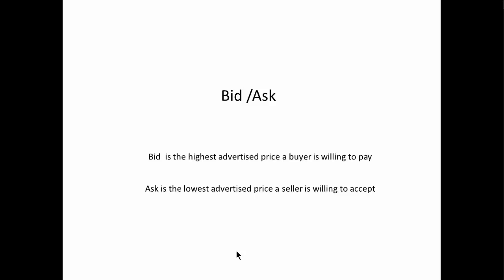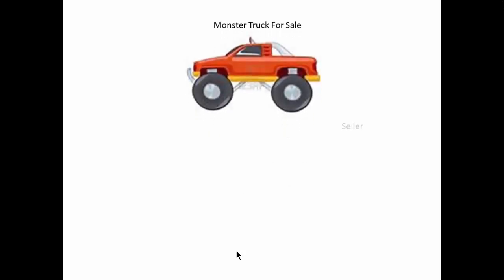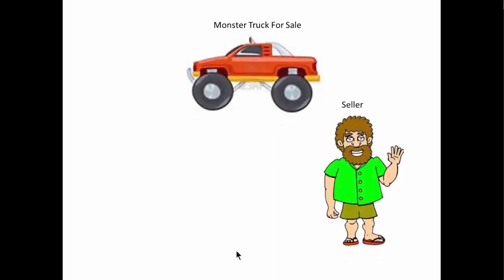Now, it's sort of abstract, but let's try to put it in a real life situation. Say we have a monster truck for sale. First we have to have a seller, right? And the seller is going to have an asking price, say $27,500. So $27,500 is the asking price that the seller is willing to accept for his monster truck.